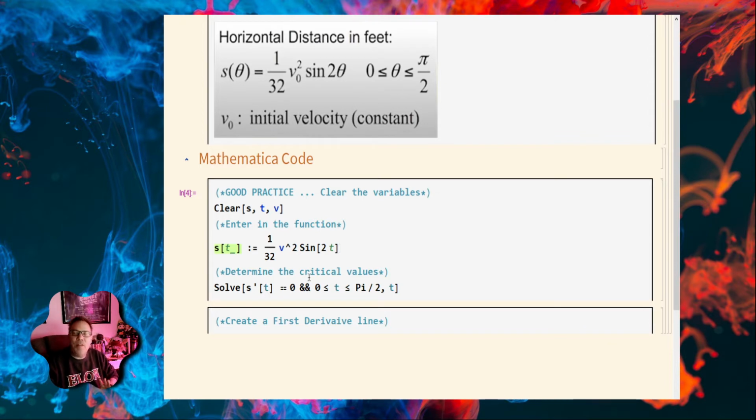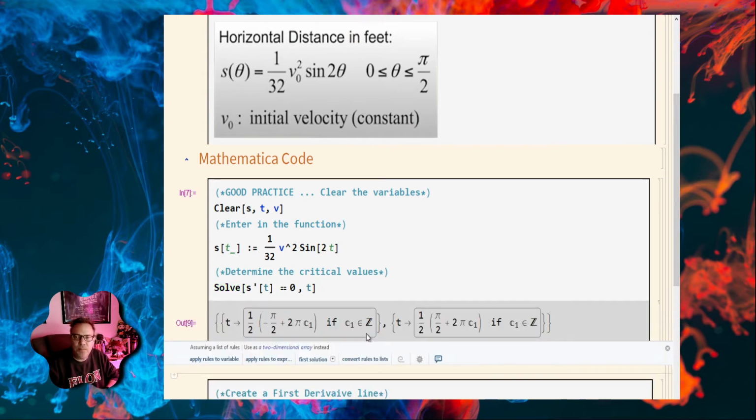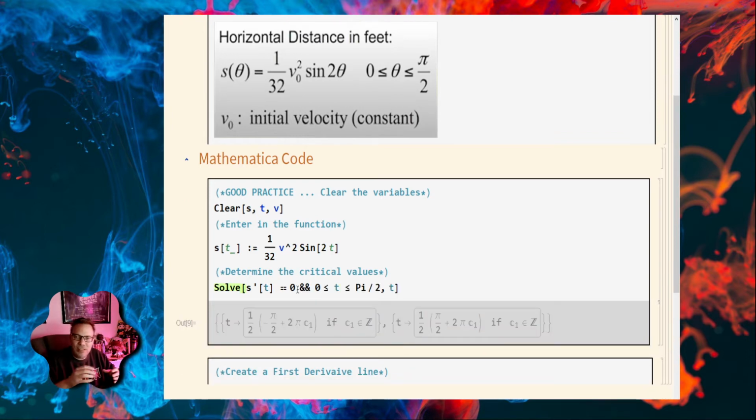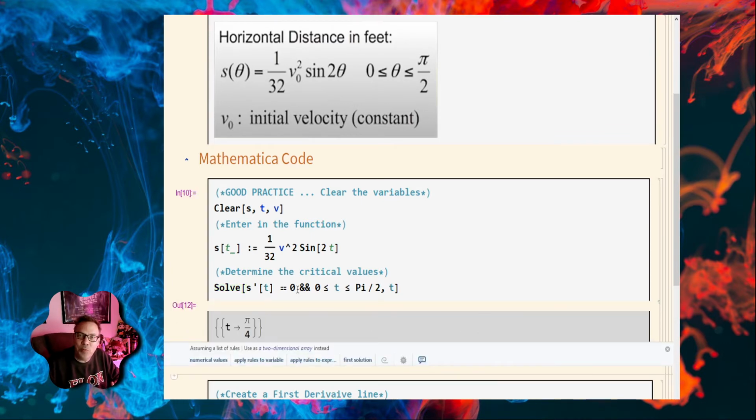Now I want to make a very big point here. I added this little piece of code in there. This tells me I'm going to restrict my values of t between 0 and pi over 2. So what happens if you don't do that? Well, here we go. A shift enter. That answer that we get, it's a little hard to read. But if I included that domain restriction, and I evaluated another shift enter, I get a very nice answer of pi over 4.